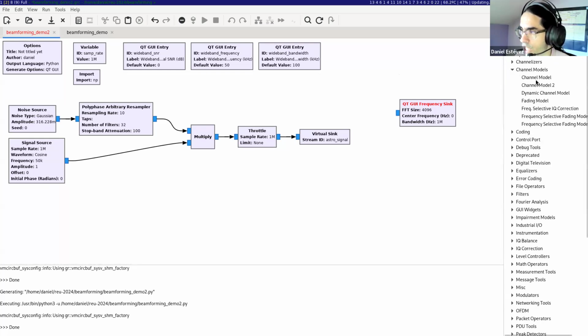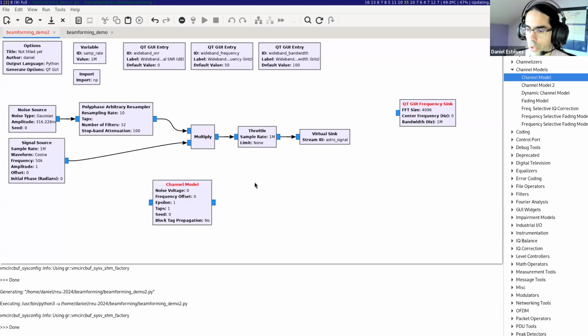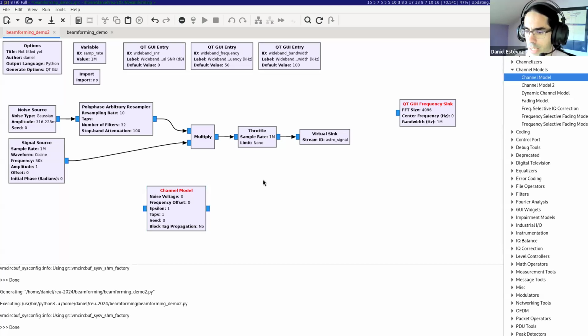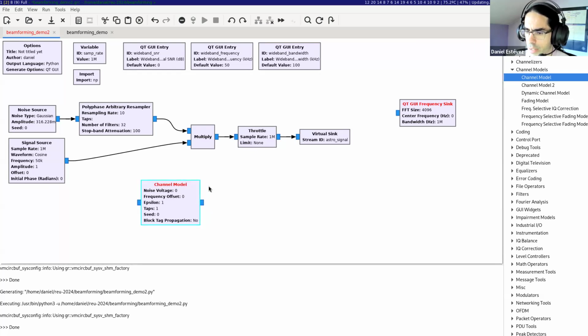I'm going to use a channel model block, which is intended to apply changes in the signal that often happen when the signal is transmitted from one transmitter to a receiver. One of those changes is adding noise, and as you can see, one of the parameters here is noise voltage, but there's also frequency offset. For example, the frequency offset could be caused by Doppler. And there is an epsilon parameter, which is a sampling frequency offset, and I will explain what that is in a little bit.